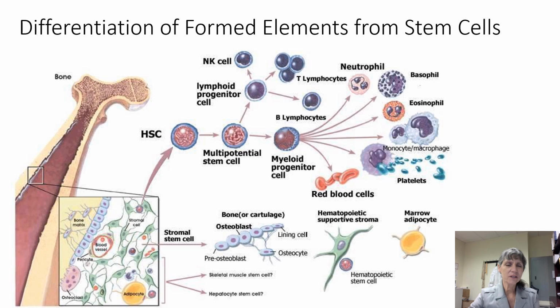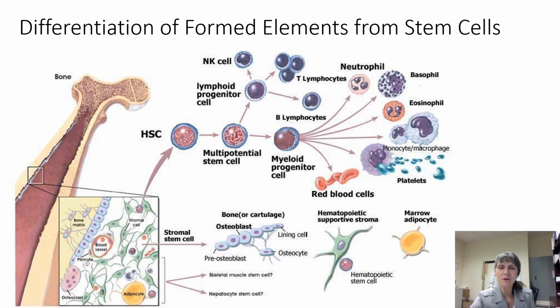As you look at this picture, you'll also notice that some of the stromal stem cells, before they divide into hematopoietic supportive stroma, can also turn into bone or cartilage. And by the way, the term cartilage is misspelled in this picture, unfortunately. But they can turn into pre-osteoblasts, which will turn into osteoblasts. There's a possibility that they may turn into skeletal muscle cells or hepatocyte stem cells. They're still researching that, but that's a possibility.